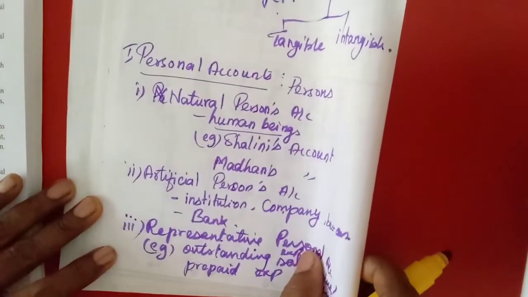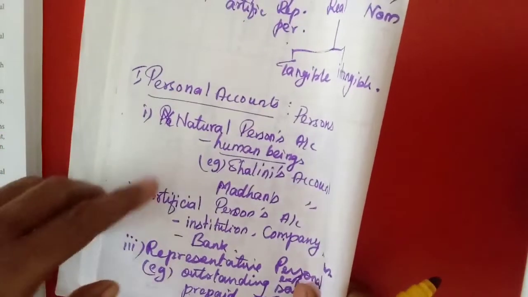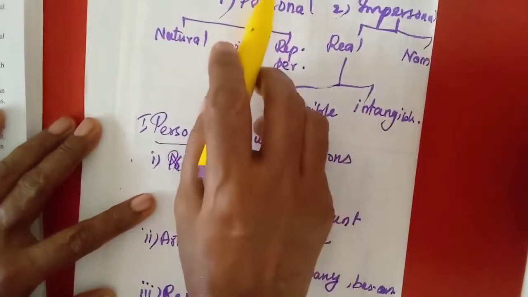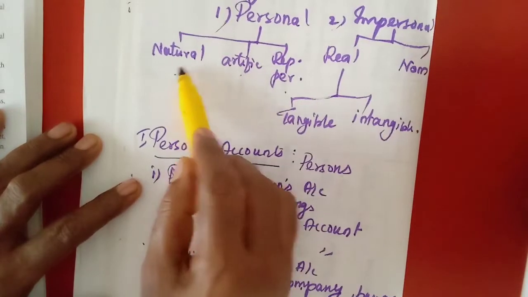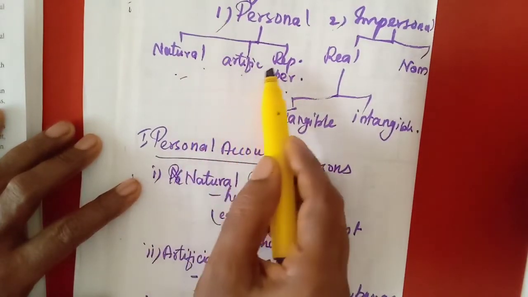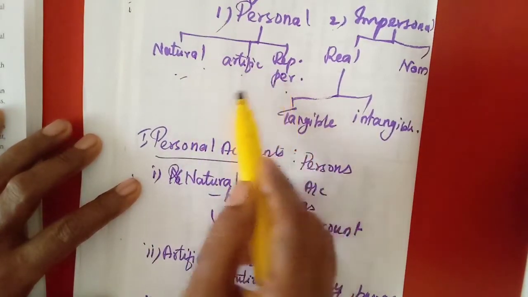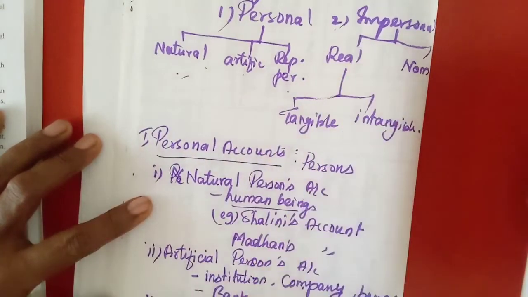Have you understood personal accounts now? The main classification is personal and impersonal. Under personal, natural person, artificial person, and representative personal account. These three we have learned. Now we will learn the impersonal accounts.